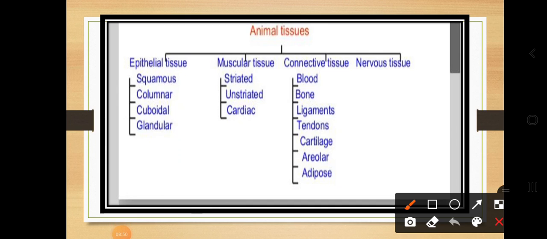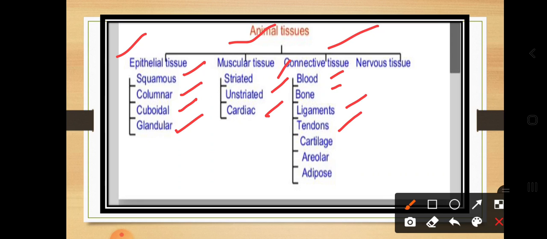Here is a flow chart of the animal tissues. Keep this flow chart in your mind, it will be easy to remember. So totally how many types are there for the animal tissues? 1, 2 and 3. For the epithelial tissues, how many types are there? 4: squamous, columnar, cuboidal and glandular. Next are the muscular tissues. How many types do you have? Striated, unstriated, cardiac. Next is the connective tissues: blood, bones, ligaments, tendons, cartilage, areolar and adipose. These are the examples of connective tissues.